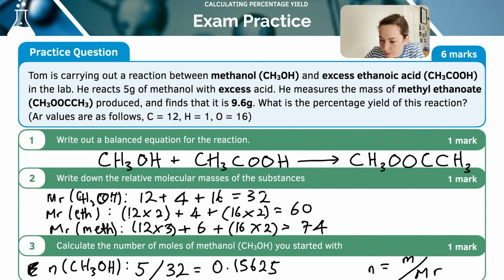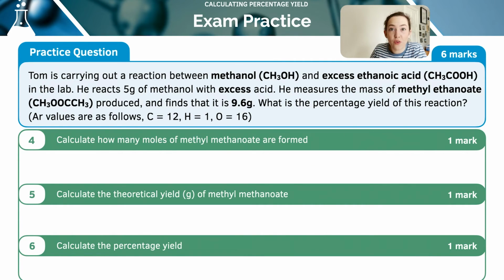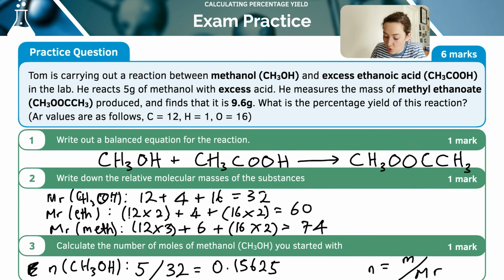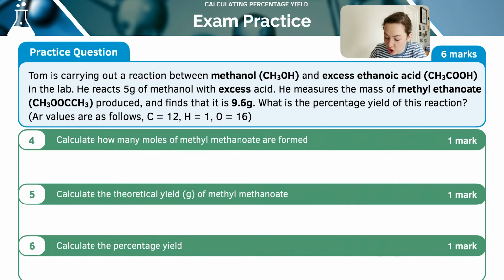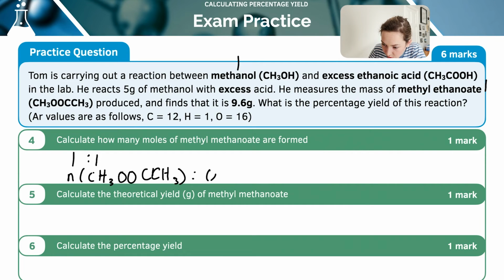0.15625 moles. Then I'm going to look at the stoichiometric ratio. So you're going to have to jump back and look at your equation. They're all 1-to-1 ratios. So the moles of methanol and the moles of methyl ethanoate are 1-to-1. So therefore, the moles of my methyl ethanoate, I'm going to make the same amount of moles of it. So it's also going to be 0.15625. Fantastic.